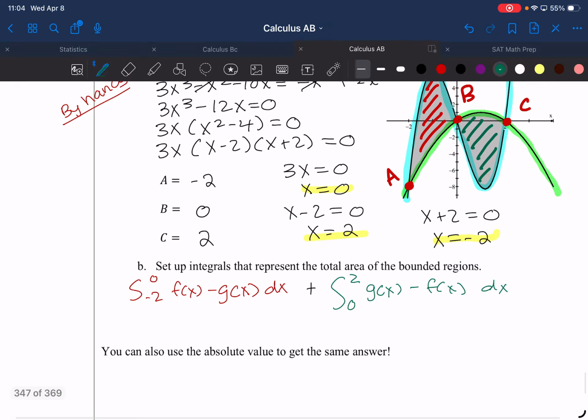Okay, and then it just wanted me to set it up. That's why I just wrote it in terms of f of x and g of x. I did not have to write out the entirety of the equation.